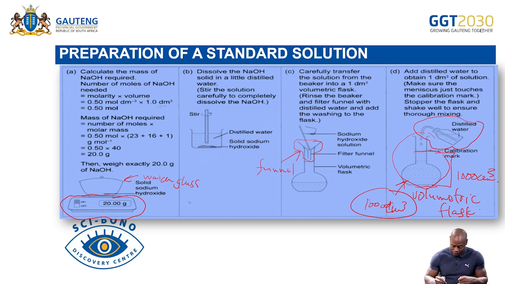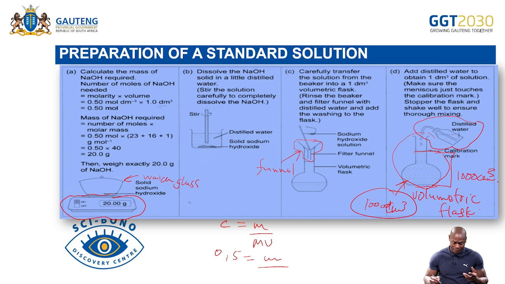You can use the equation C equals mass over molar mass times volume. You are looking for the mass of sodium hydroxide needed to prepare a 0.5 mole per cubic decimeter sodium hydroxide solution. So the concentration is 0.5, the mass is what we need, and we need the molar mass of sodium hydroxide.